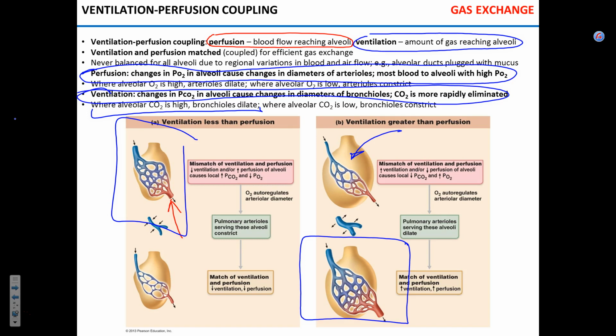Clear? Good. So yes, I'm going to be asking you questions about this. Something like, if the concentration of oxygen in the alveoli goes up, what happens? And boom, boom, boom, you have versions and you have to pick one. Okay?